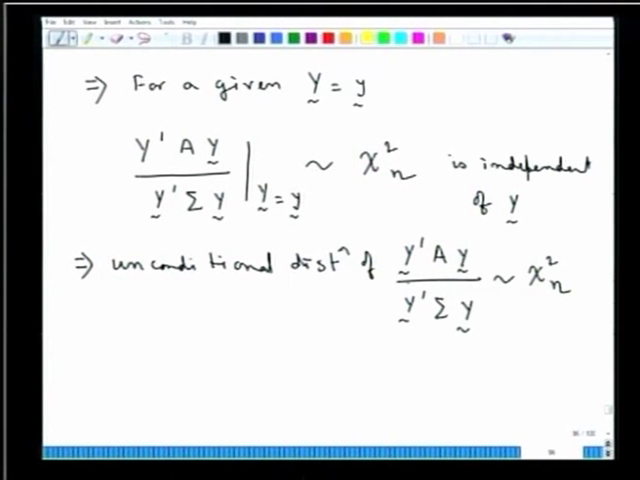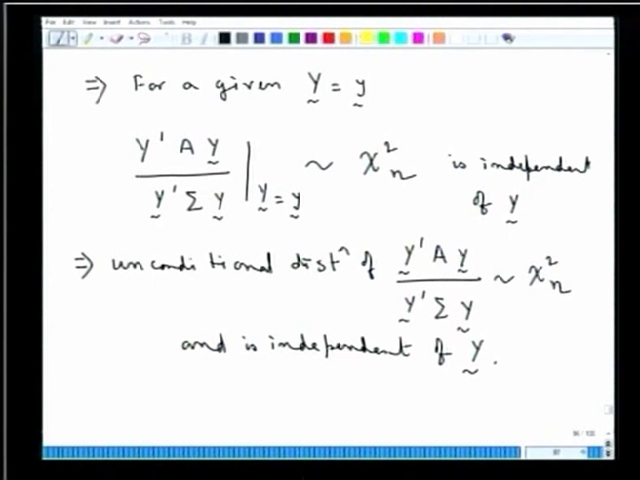We see that the conditional distribution is the same as that of the unconditional distribution, and hence this basically is independent of this random vector y. So thus proving this important result that this has got a central chi-square on n degrees of freedom, and this random variable here is independent of this vector y.